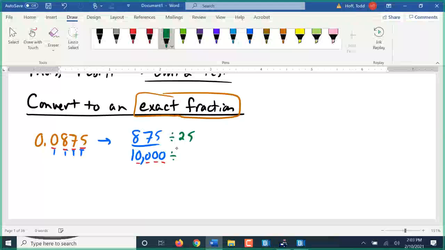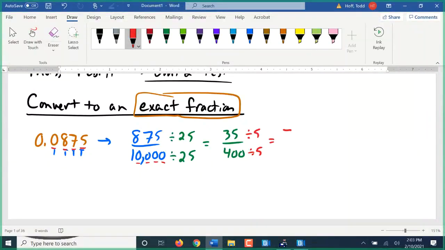I will start by 25. 875 divided by 25 is 35. And 10,000 divided by 25 is 400. And both of those can still be divided by 5. 35 divided by 5 is 7. And 400 divided by 5 is 80. So as an exact fraction, that is 7/80ths.